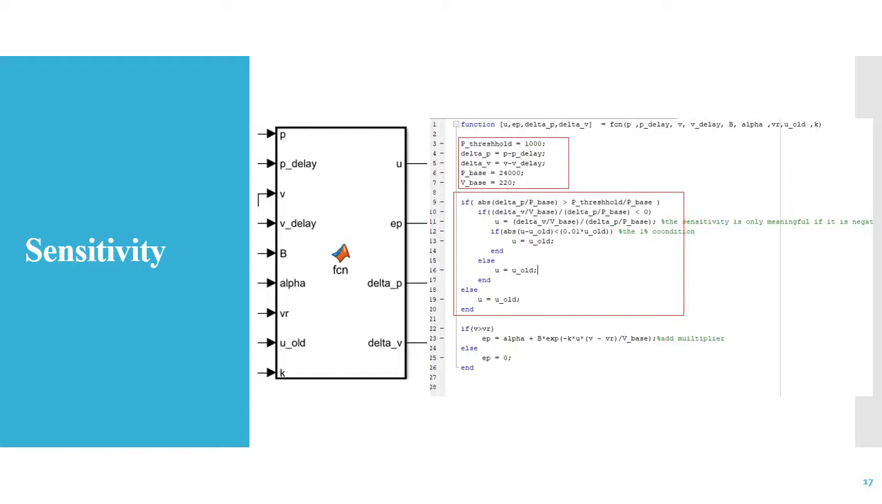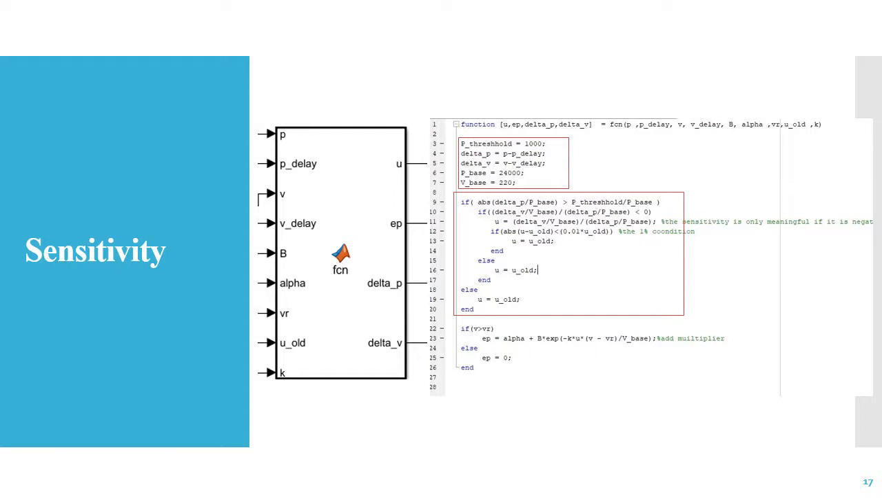So if our current power is greater than the threshold, we have to check the other condition, that we should have a negative sensitivity value. So if our U, or sensitivity, is less than 0, then we will continue to calculate a new sensitivity. Otherwise, we will assign the old value of sensitivity to our sensitivity.